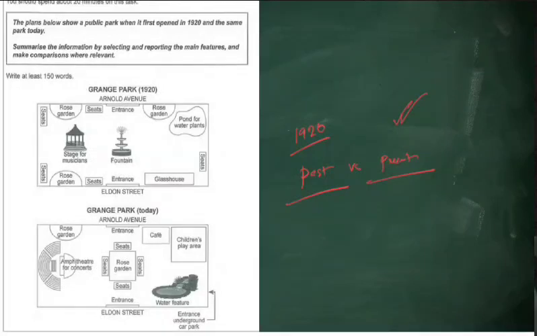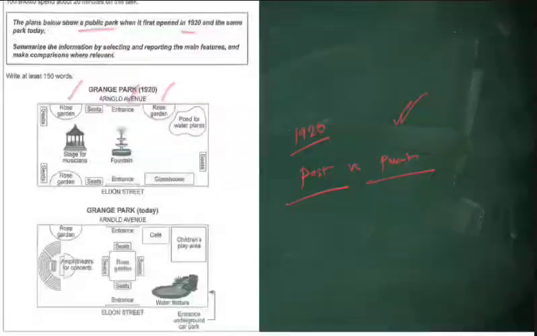Now, again, they talk about the topic. They say that it's about a public park when it was first opened in 1920, and the same park today, and of course the changes which have happened. So all of these places are given: Rose Garden, the entrance, and there, of course, you have a certain directional element going on here, right? Then you have the Rose Garden again, changes happening.